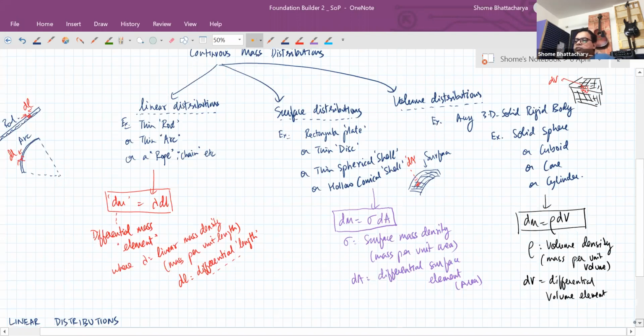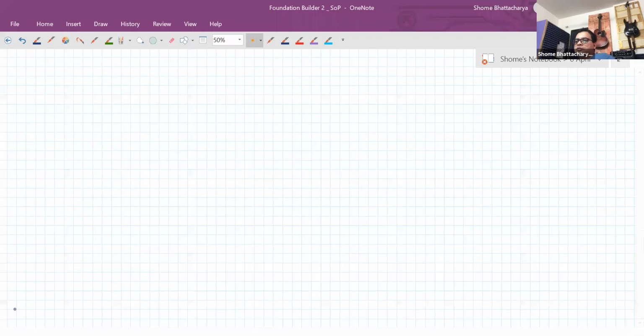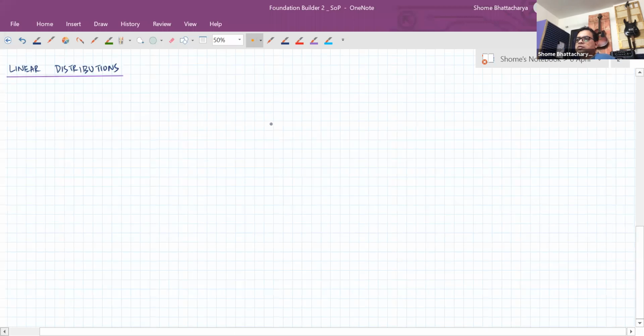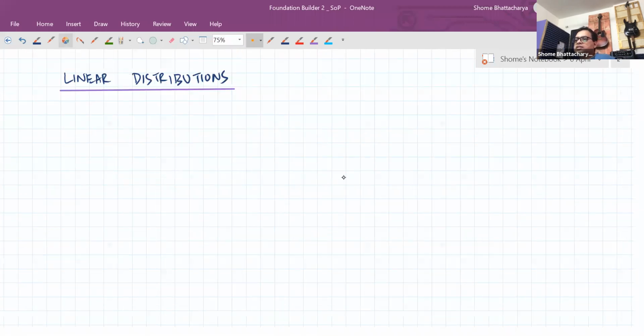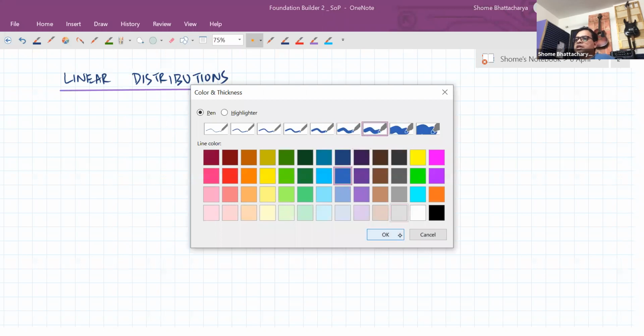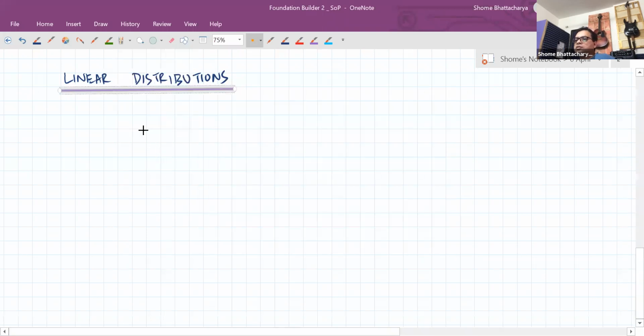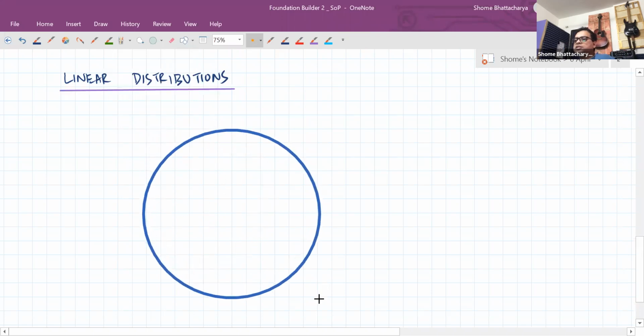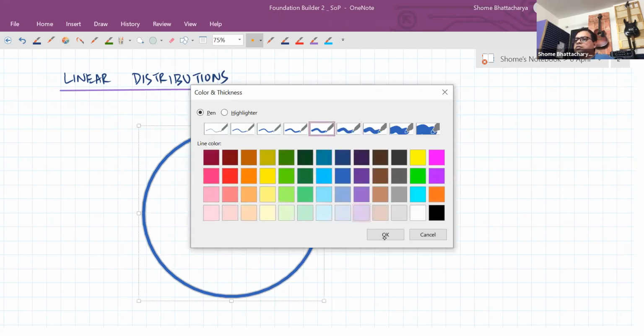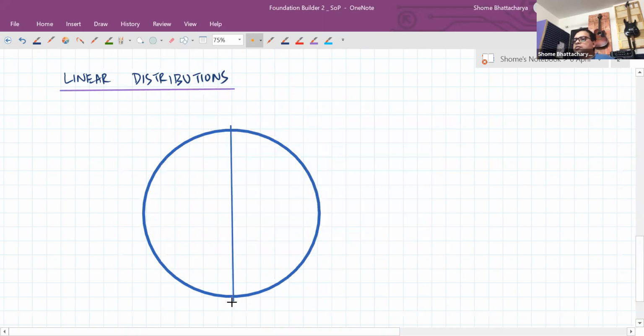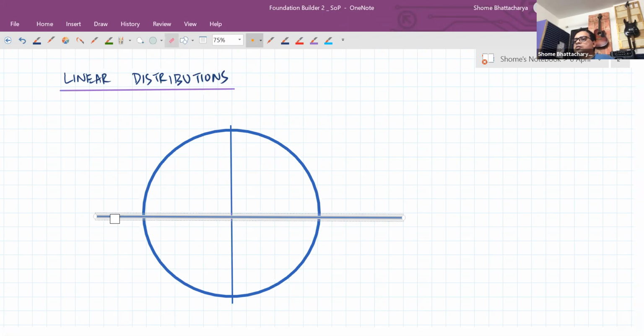So let's take some examples of linear distributions to understand this better now. So now one very interesting example of a linear distribution we'll see is if we have a thin rod which we have bent into the shape of a semicircular arc, not a circular arc but a semicircular arc. So just a minute, I'll draw the whole shape, then we'll understand. So these are just two imaginary guidelines.